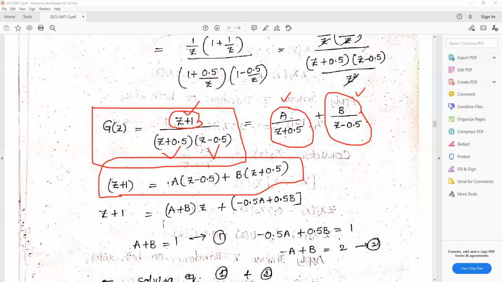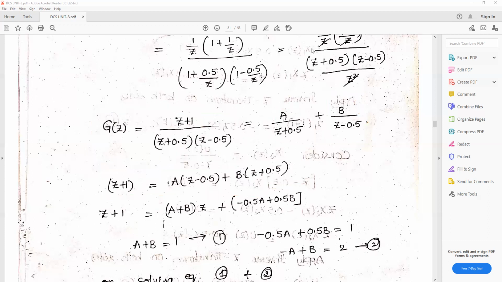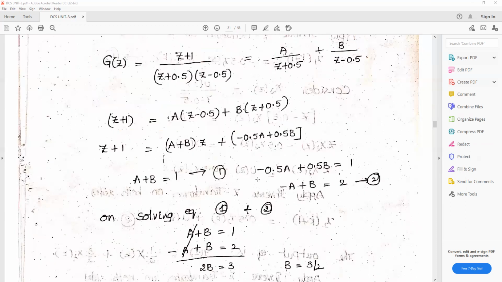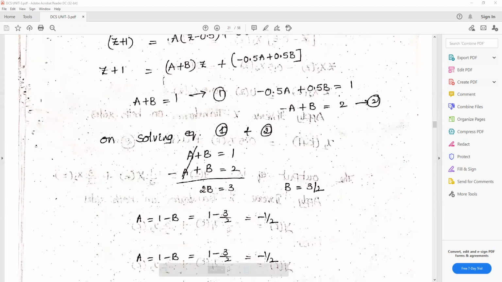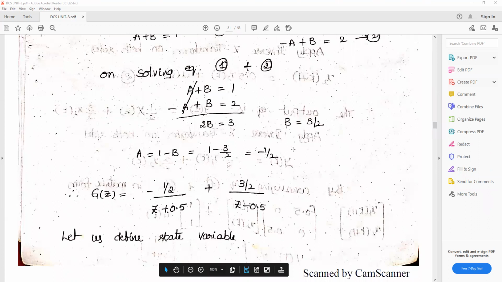So calculate the a and b values. It is the same procedure. Substitute z is equal to 0.5 one time, and z is equal to minus 0.5 another time. So calculate the a and b values. A value is minus 1 by 2. B value is 3 by 2. So g of z is equal to minus 1 by 2 for the A value, and the B value is 3 by 2.